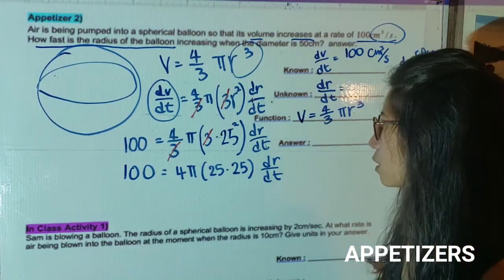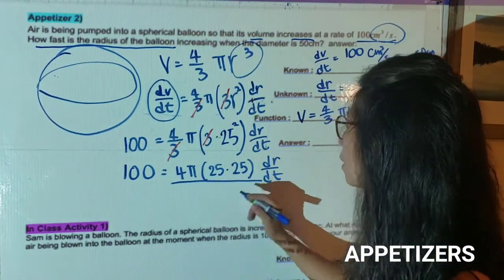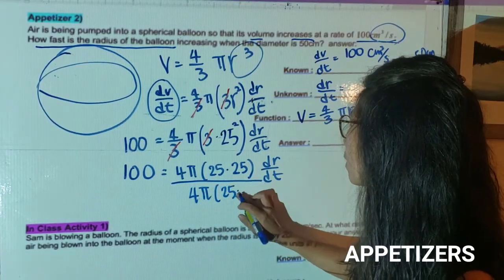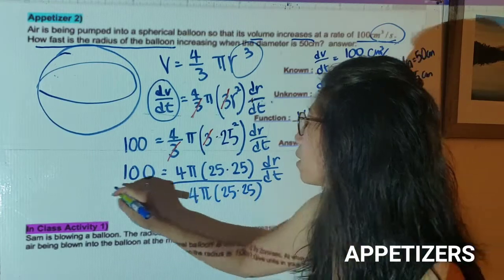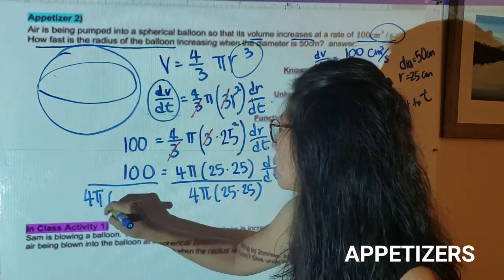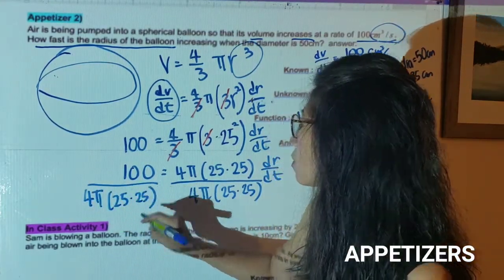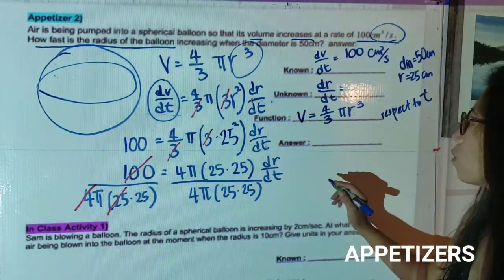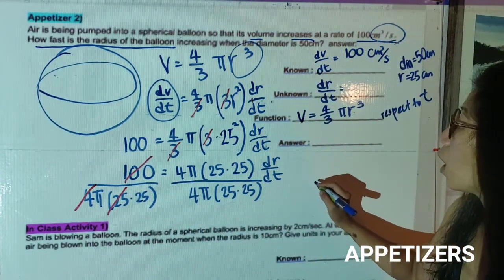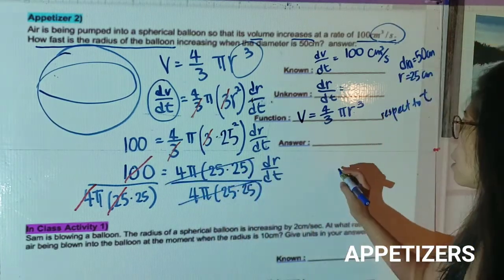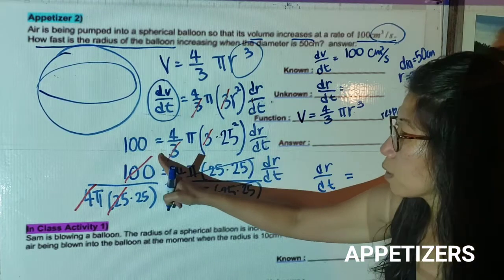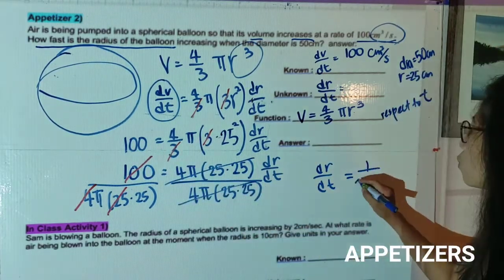So when you look at this, I'm going to divide this whole thing by 4 pi and 25 and 25. You may wonder why she does it that way. Now do you see that? 4 and 25, this one cancels out. So I got the dr/dt, and dr/dt is going to be 1 over 25 pi.